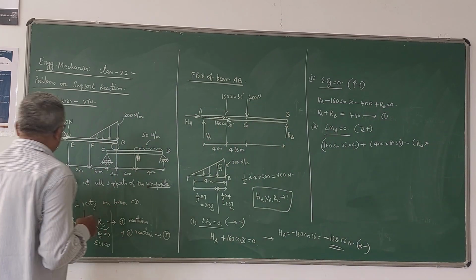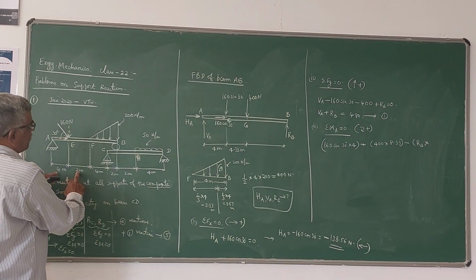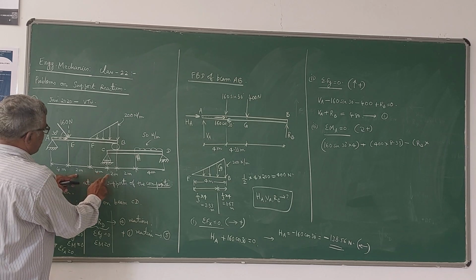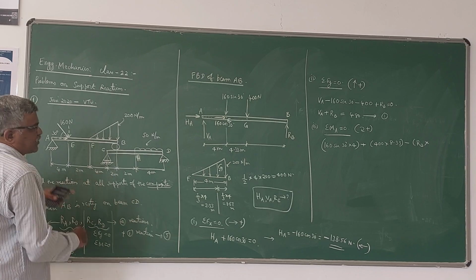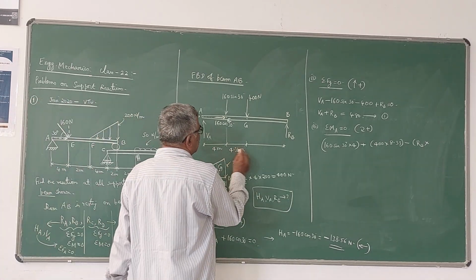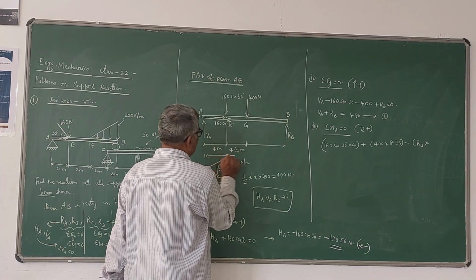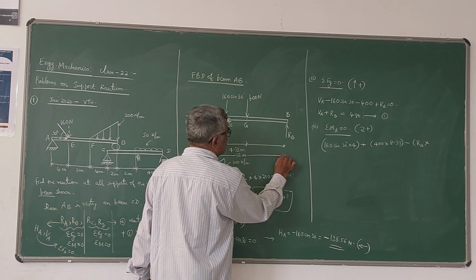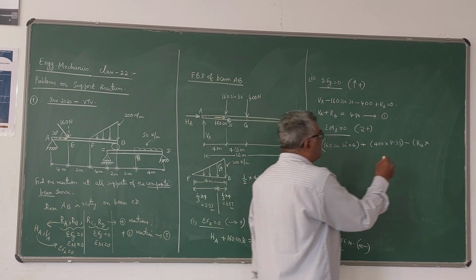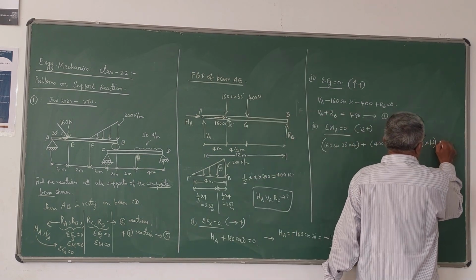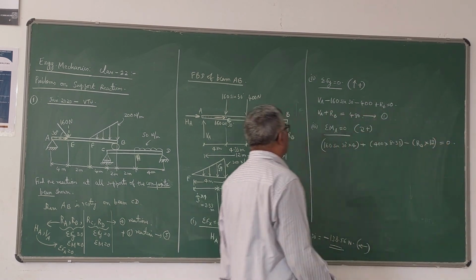The total length of the beam is 4 plus 2 plus 4 plus 2, so totally it is 12 meters. So the total length is 12 meters. That means this reaction B is acting at a distance of 12 meters from A, is equal to 0. So this is the moment equation.